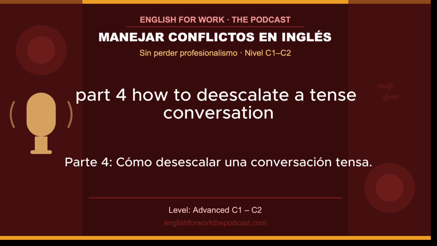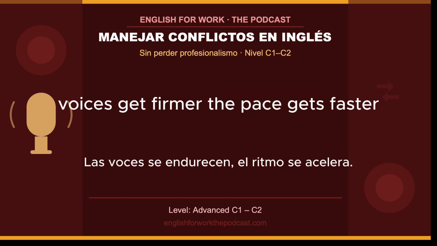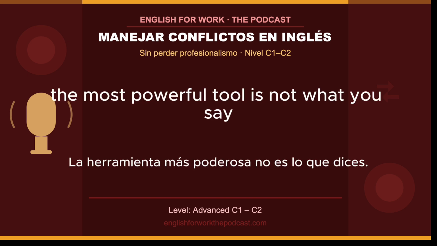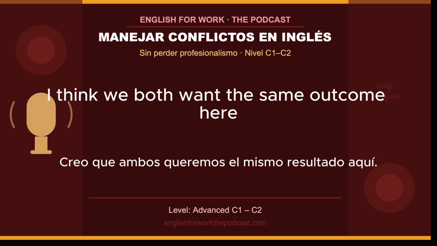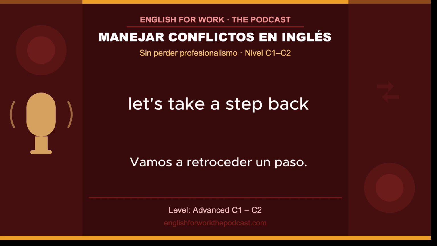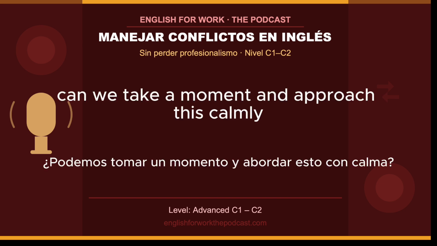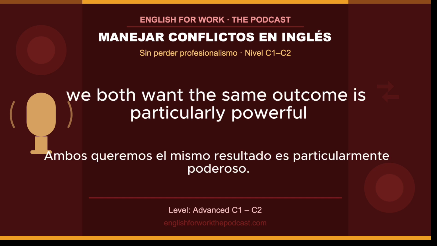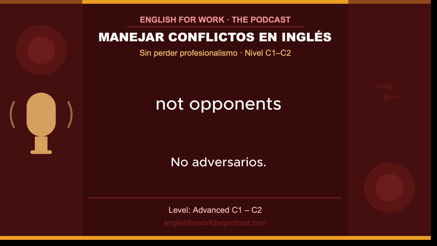Part 4. How to de-escalate a tense conversation. Sometimes a conversation starts heating up. Voices get firmer, the pace gets faster. In these moments, the most powerful tool is not what you say, but how you slow things down. Try, "I think we both want the same outcome here. Let's take a step back." Or, "I can see this is an important issue for both of us. Can we take a moment and approach this calmly?" The phrase, "we both want the same outcome," is particularly powerful. It reminds both people that you're on the same team, not opponents.